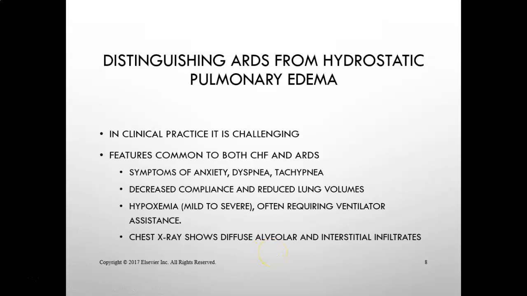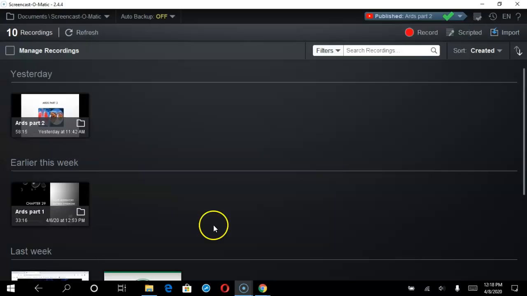So what it does for us is you have to see that there are similarities, again, in these two diseases. So they both are going to be anxious and dyspneic and have tachypnea. They both have decreased compliance and reduced lung volumes. They both have severe hypoxemia and may require a ventilator.